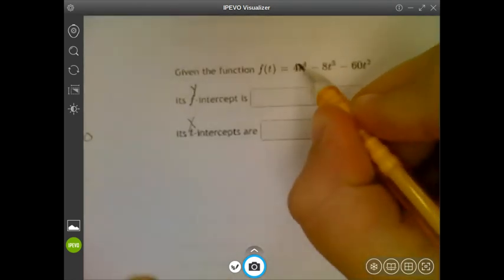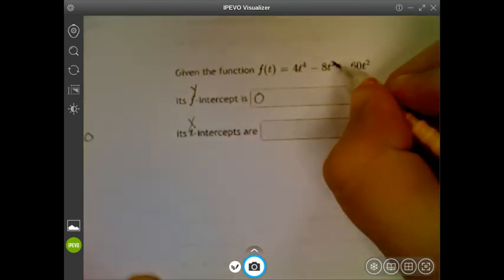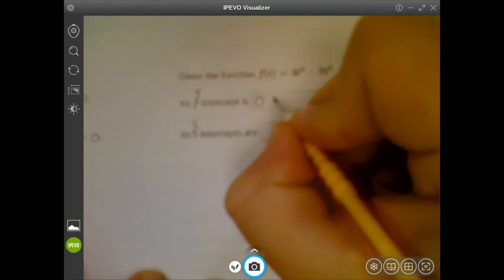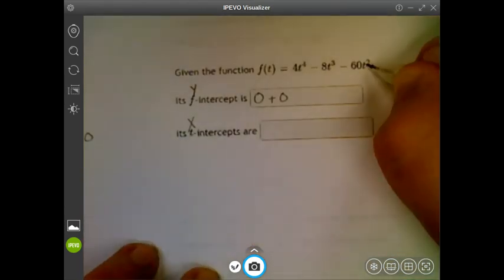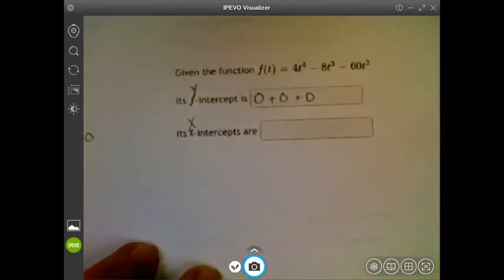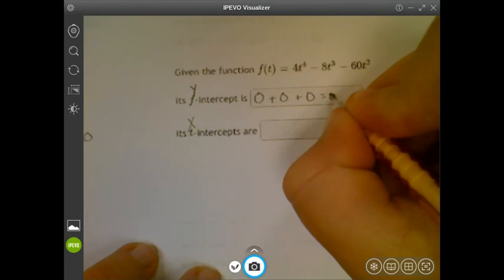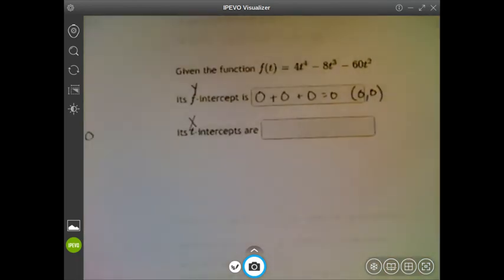Well, 0 to the 4th is 0 times 4 is 0. 0 cubed is 0 times negative 8 is still 0. So you can say, all right, that'll be a plus 0 or minus 0, however you want to think about it. And 0 squared minus 0 is still 0. And 0 plus 0 plus 0 is 0. So your y-intercept is at 0, 0. It goes through the origin.